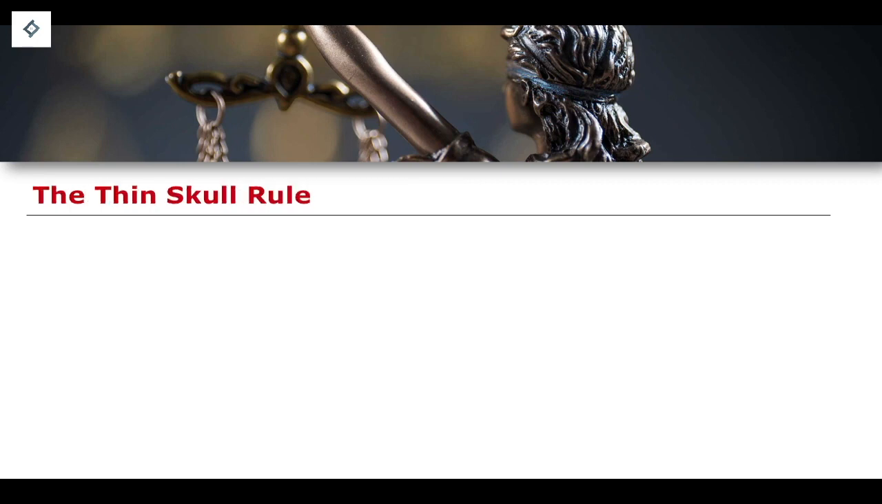Let's just think about some of the other issues that relate to causation in a tiny bit more detail. One of these things is known as the thin skull rule.